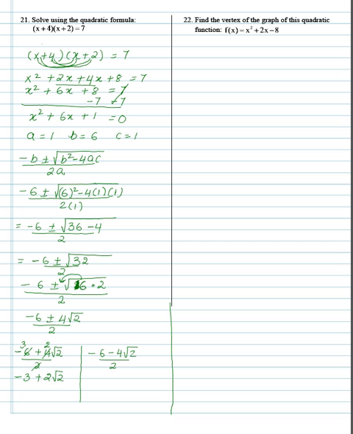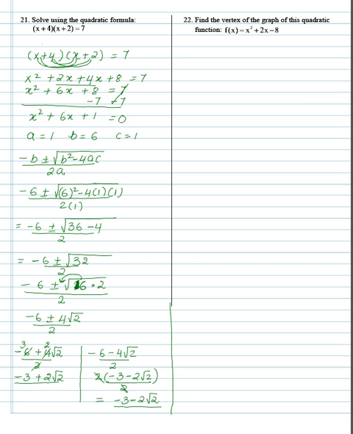Or the other way of working it out is I'm going to factor 2 out from here. So if I factor 2, I get 2 times negative 3 minus 2 radical 2, over 2. Cancel out. It's negative 3 minus 2 radical 2. So either way, I have two answers here. Negative 3 plus 2 radical 2 or negative 3 minus 2 radical 2.